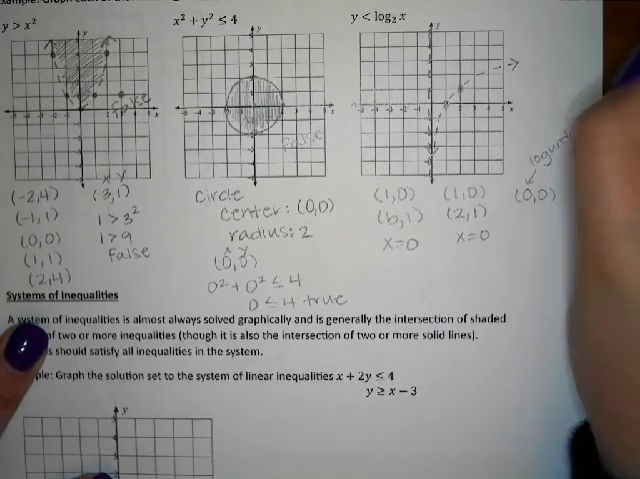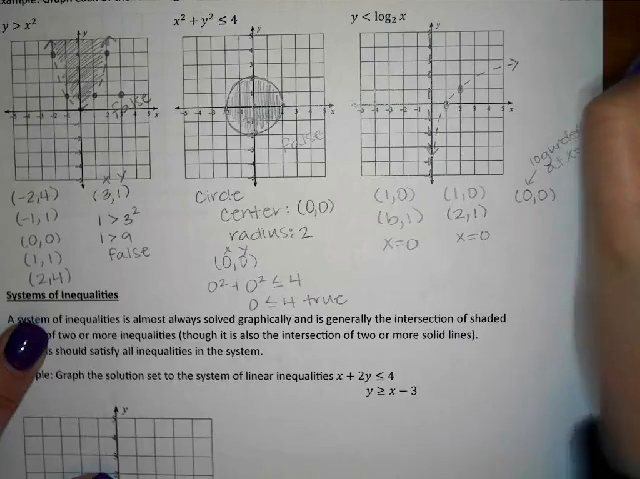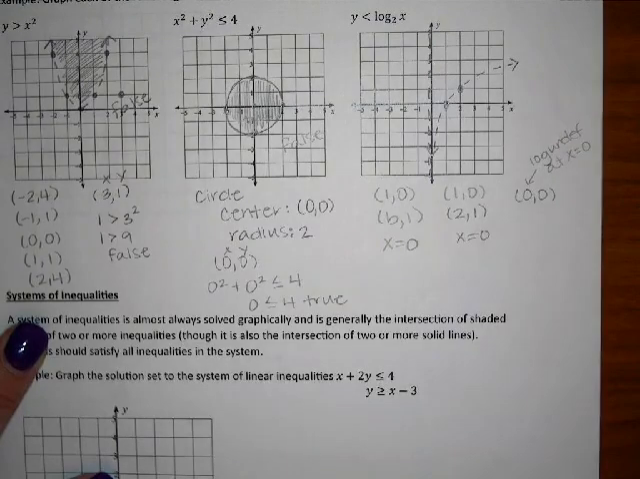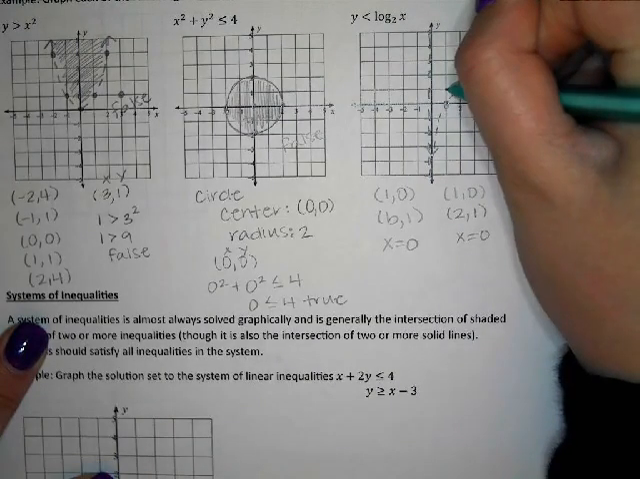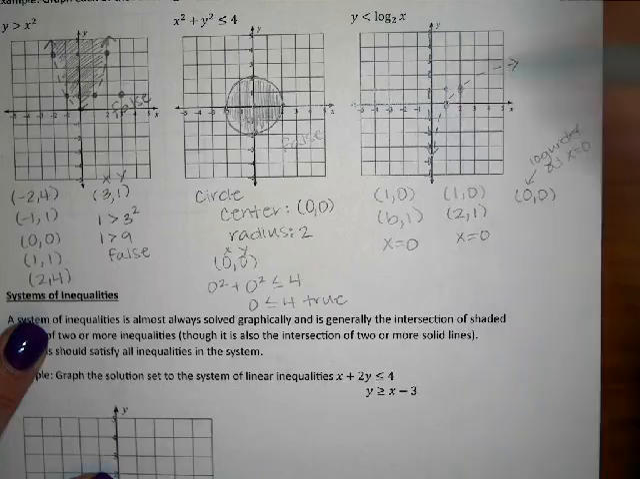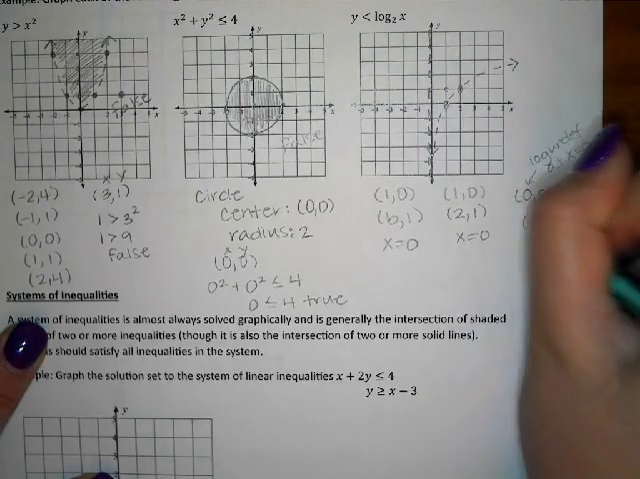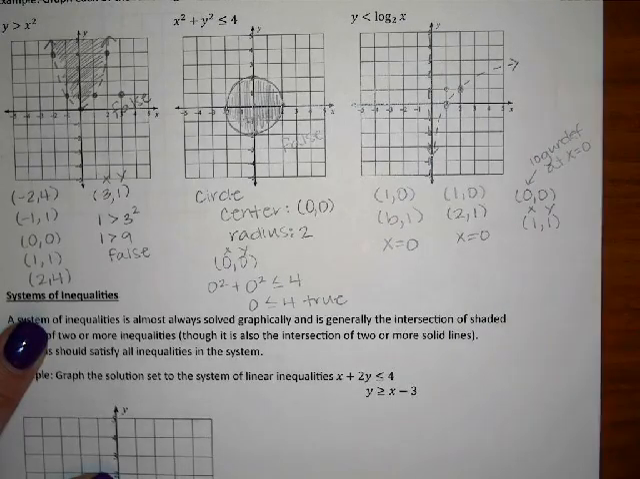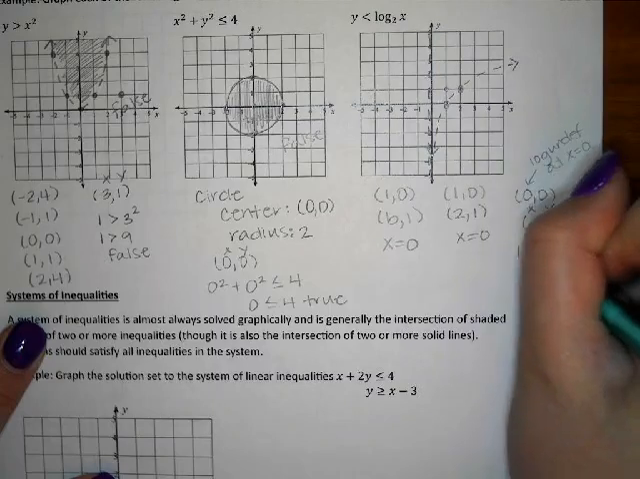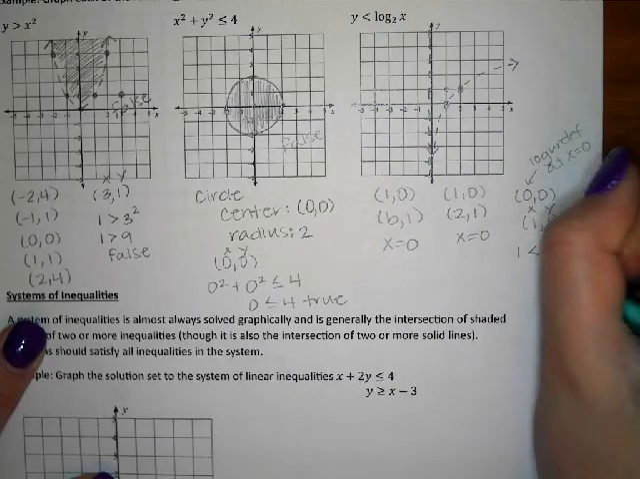So 0, 0 is not a good point to use. So instead, I think what I'm going to do is use the point 1, 1, because I want to make sure that I'm plugging in a point I actually know how to evaluate. So 1, 1, x coordinate, y coordinate. So 1 is less than log base 2 of 1.